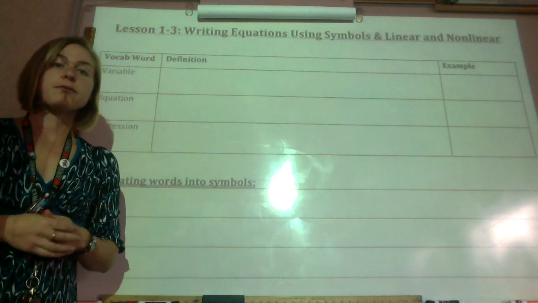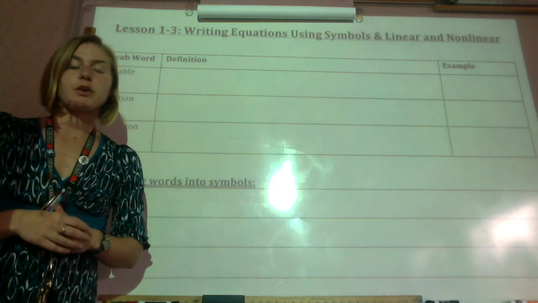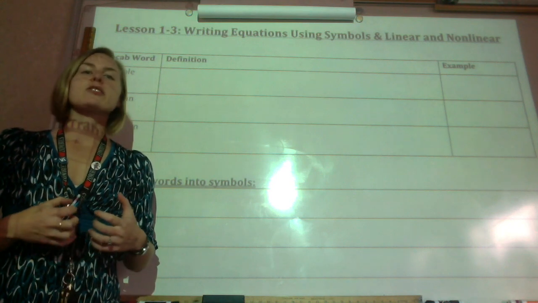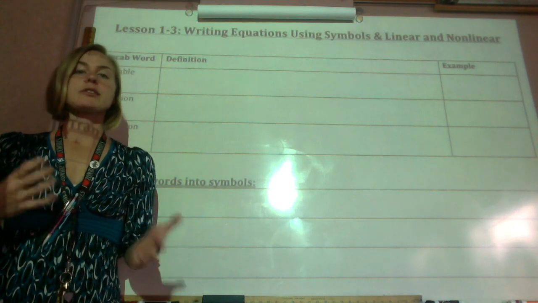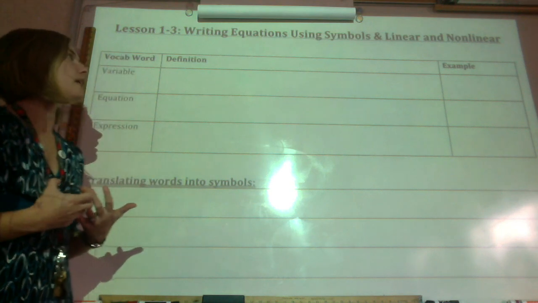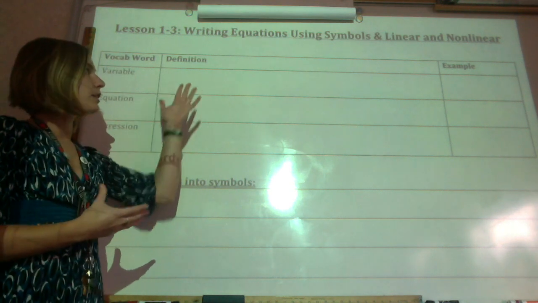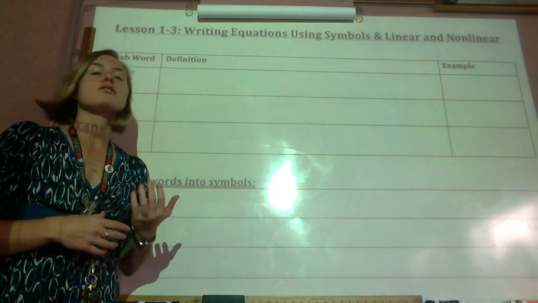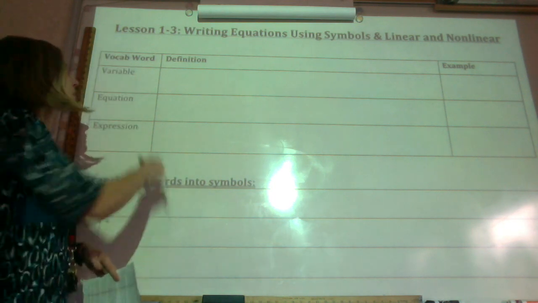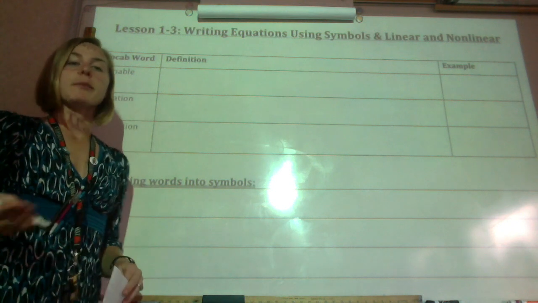We are now in Unit 4, which is linear equations, and this is really the beginning of algebra, okay? Because algebra is all about manipulating numbers and equations, so we're going to be starting that now. So lesson 1 through 3 of Unit 4 is writing equations using symbols, and then also talking about things that are linear and nonlinear.